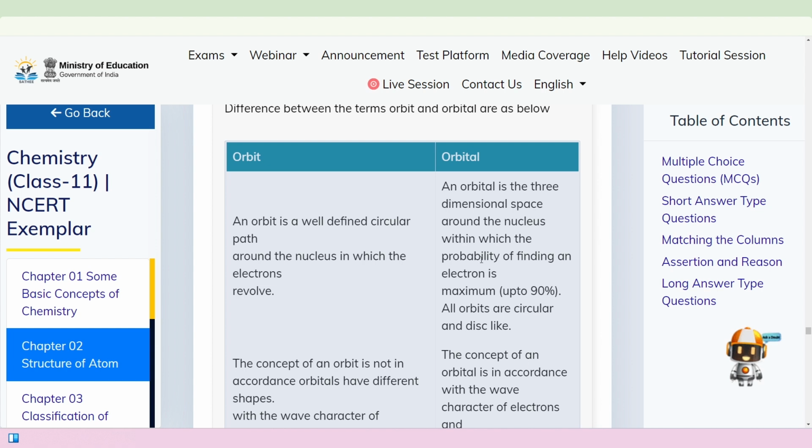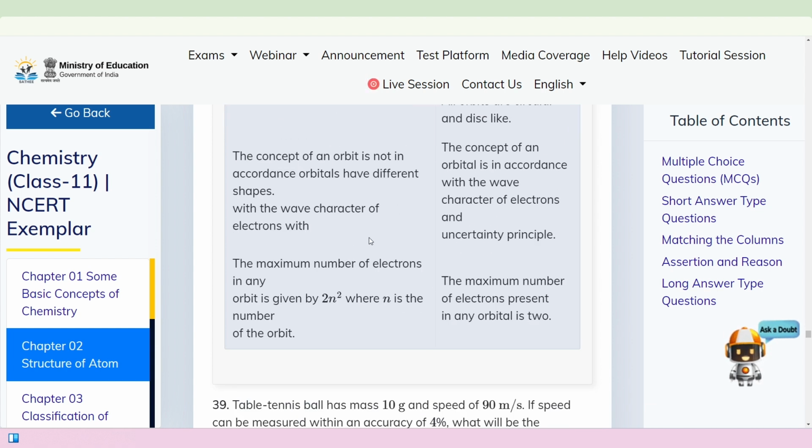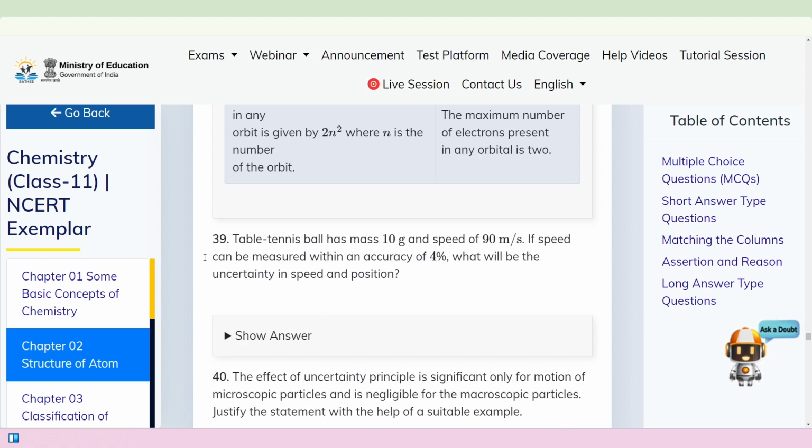If we talk about the orbit, it is basically the energy or the probability. If we talk about the orbital, then it is the orientation, right? Next question. We will move up to question 40 today, so these two questions are our last questions.